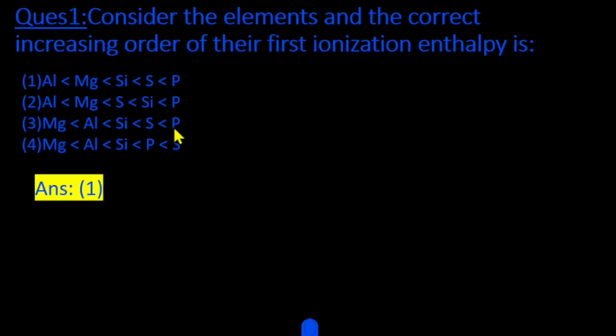So magnesium, aluminum, definitely magnesium will come ahead. Why? Because it is completely filled. So third and fourth options cannot be correct. I will focus on first and second. Now magnesium, aluminum, silicon, phosphorus, sulfur. So phosphorus has a half filled orbital, so it will come ahead of sulfur. So definitely the first option will be correct.